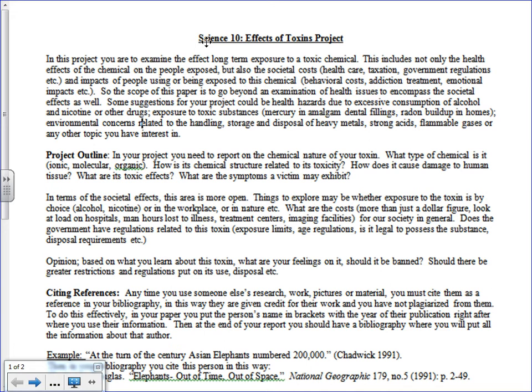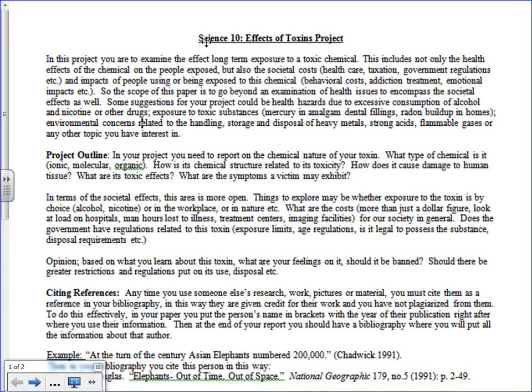So in this project, what we're looking for is to examine the effects of long-term exposure to a toxic chemical. That toxic chemical can be of your choice, but it must be chemically toxic. It cannot be the result of an infectious organism. It can't be a virus or something like that, because that's not a chemical toxin. That's something working against your body biologically.